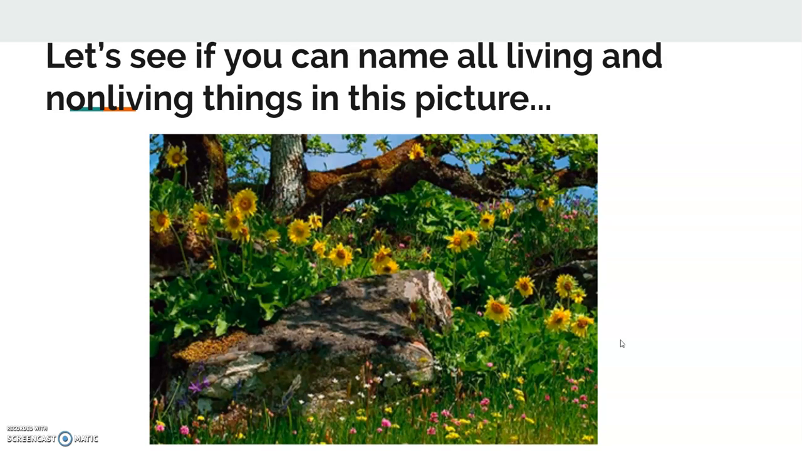So, right away, what are some living and non-living things in this picture? Well, we got a big old rock right here, that's not alive. The air is not alive. But then we have sunflowers, the tree, the grass, the flowers, the moss on the tree. Those are all alive.